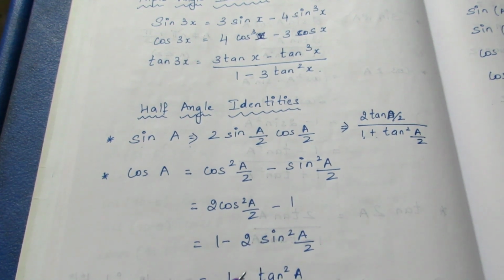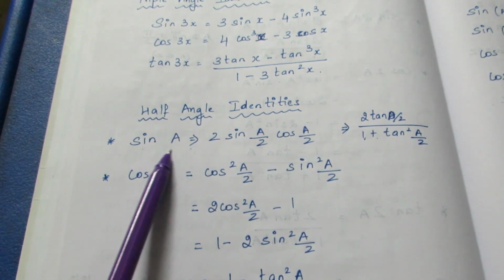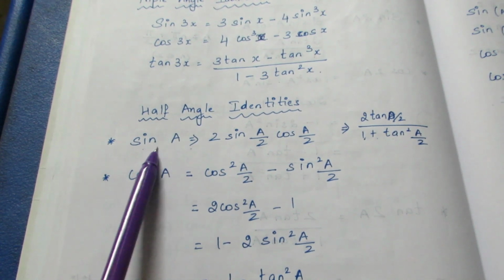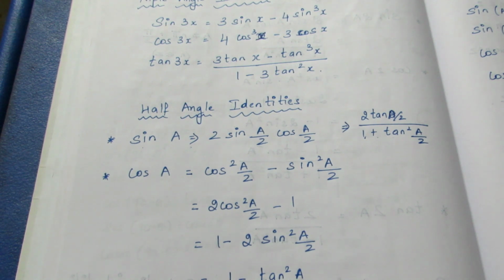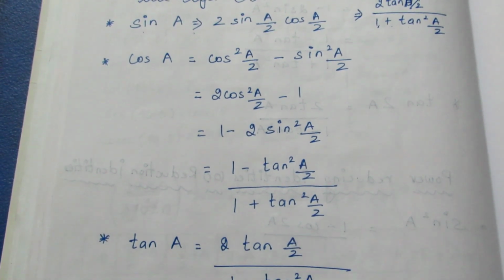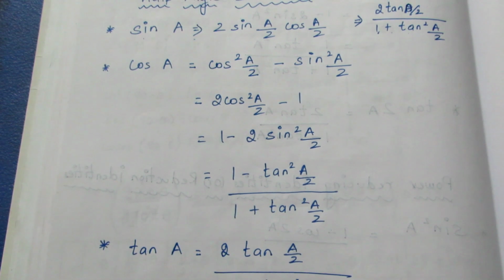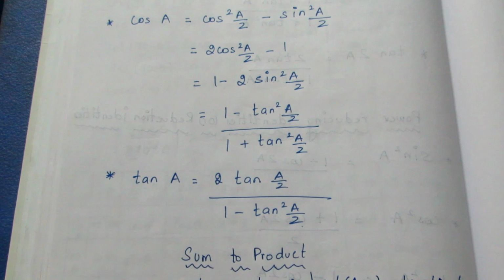These are nothing but the formulas we dealt with in the double angle identity. Just by dividing, instead of 2a we are writing a by 2. That's all. The rest of the formulas are the same as the double angle identity. There is nothing different in the half angle identity. It is the same as the double angle identity, but there it is 2a and here it is a by 2.